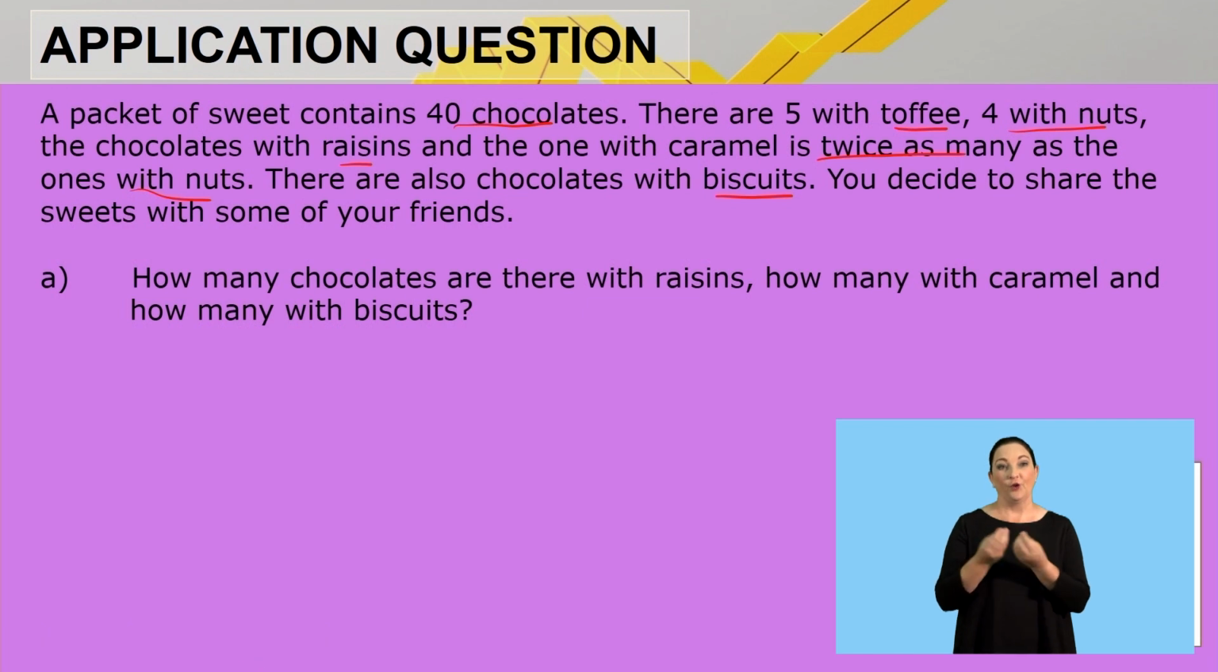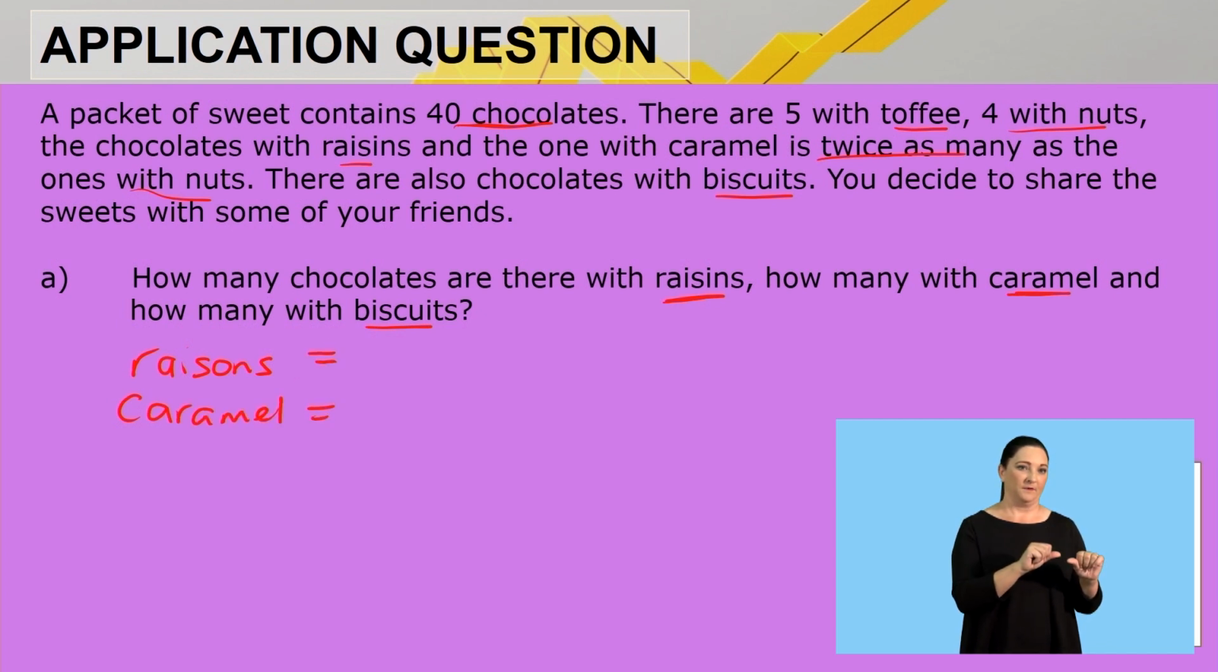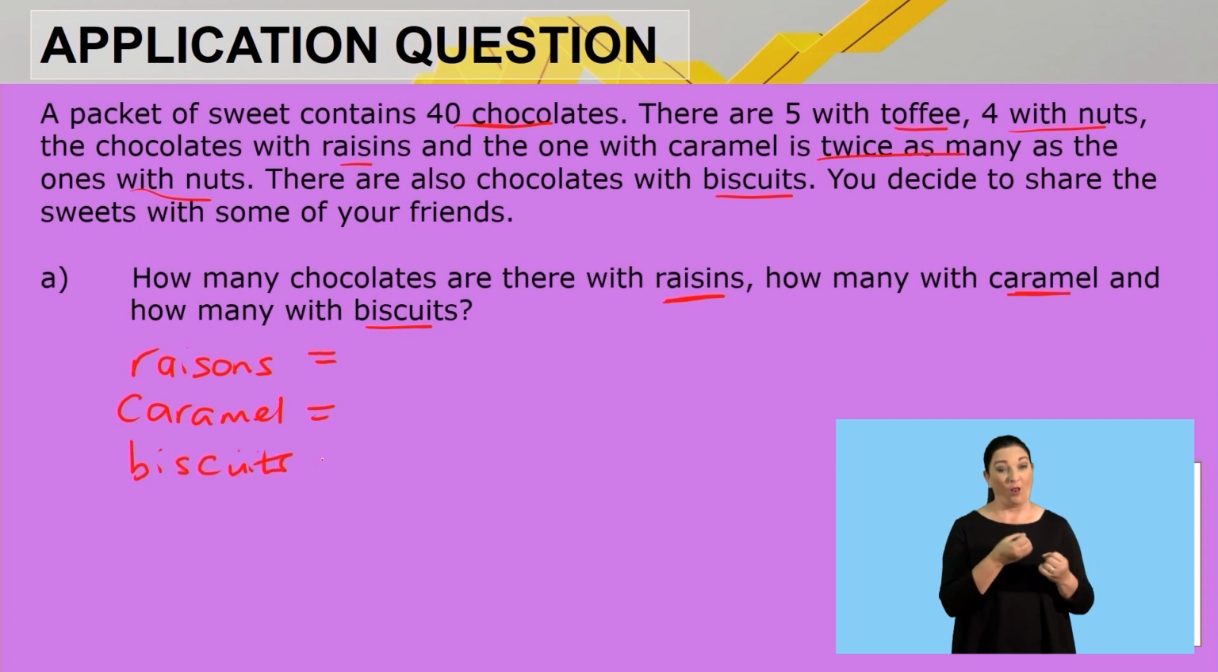The first question is saying, how many chocolates are there with raisins? How many with caramel? And how many with biscuits? Remember, the total number of chocolates here is 40. We want to know how many chocolates are there with raisins, how many with caramel, and how many with biscuits. So I'm going to indicate this as, let's say, raisins, caramel, and then also biscuit.